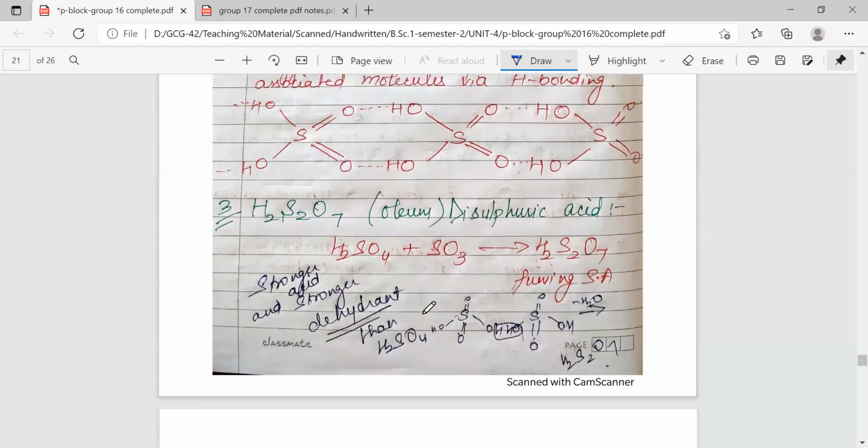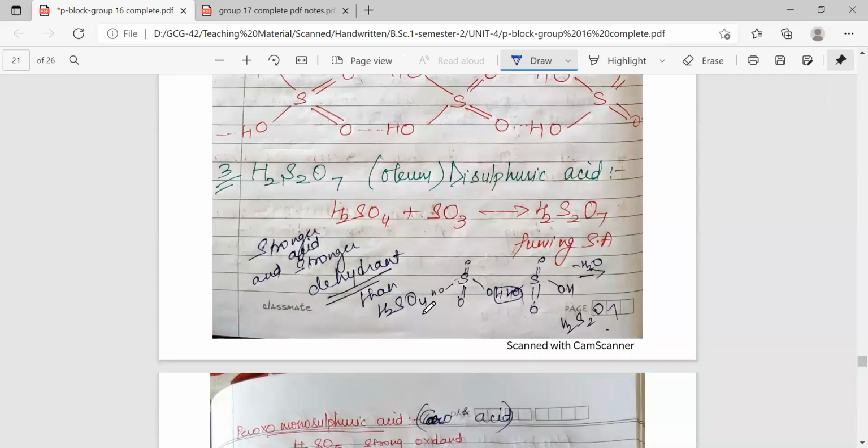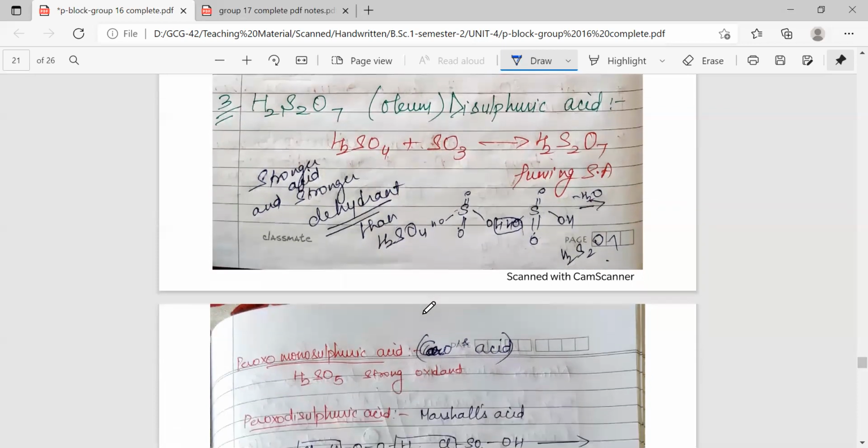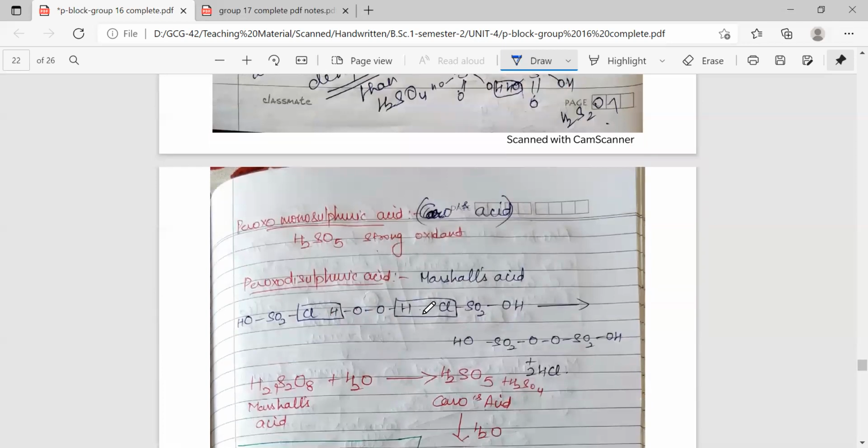The next acid is disulfuric acid, which is also called oleum. When SO3 gets dissolved in H2SO4, we get the formation of fuming sulfuric acid, also called oleum, which is an even stronger dehydrating agent than H2SO4. It is generated by removing one water molecule from two molecules of sulfuric acid.